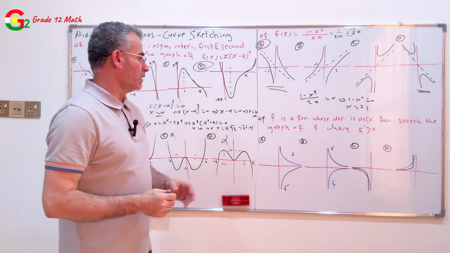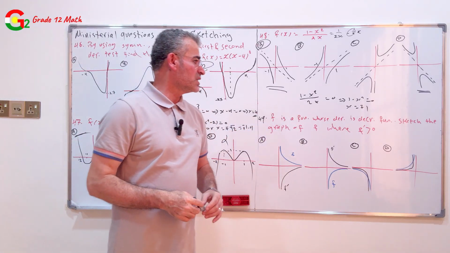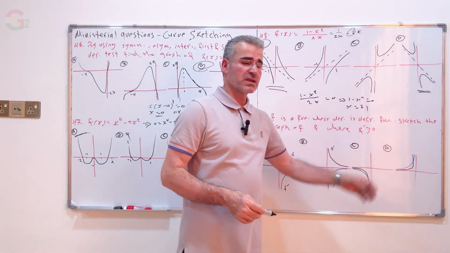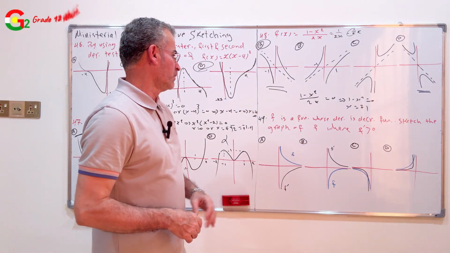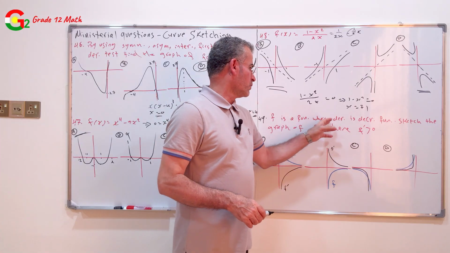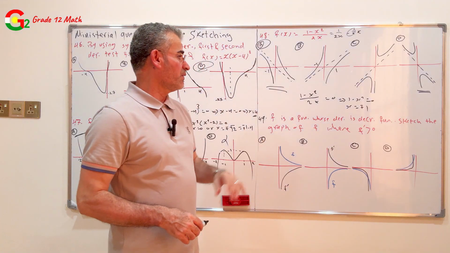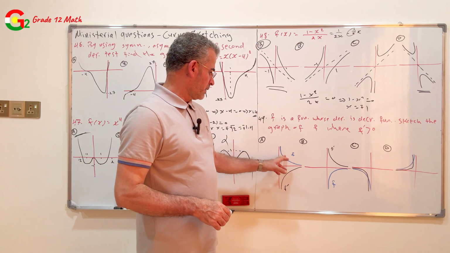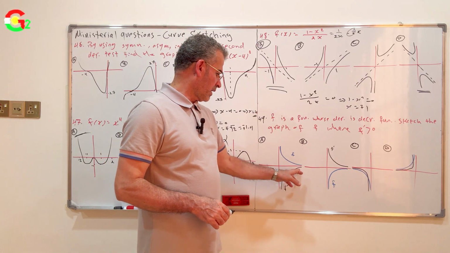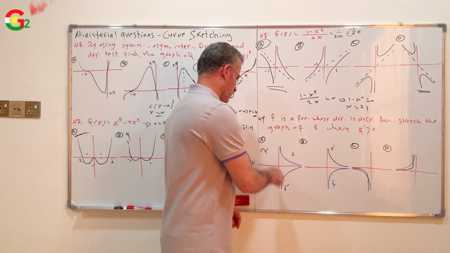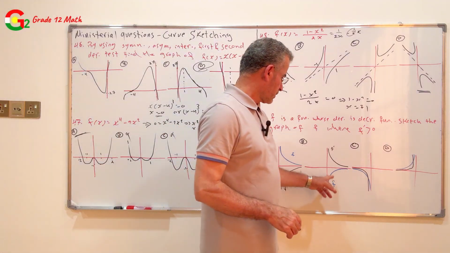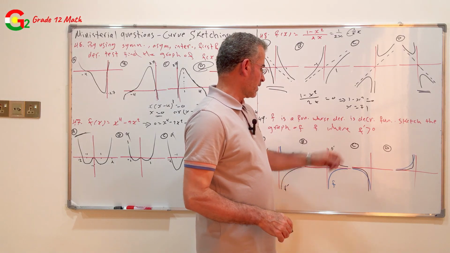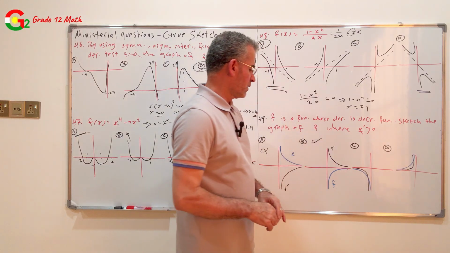Question number 49. F is a function whose derivative is a decreasing function. Sketch the graph of a function where f prime of x is greater than 0. F is a function whose derivative is decreasing. Here the function is decreasing and the derivative is increasing, so it is wrong. The derivative of the function here is increasing and greater than 0. This is the right choice.